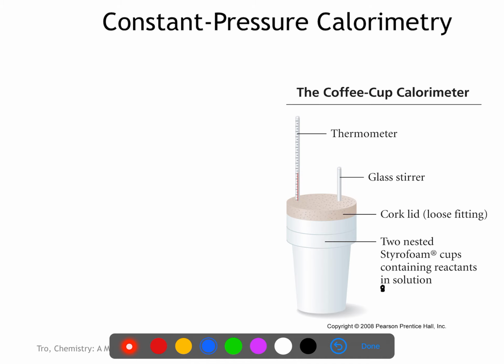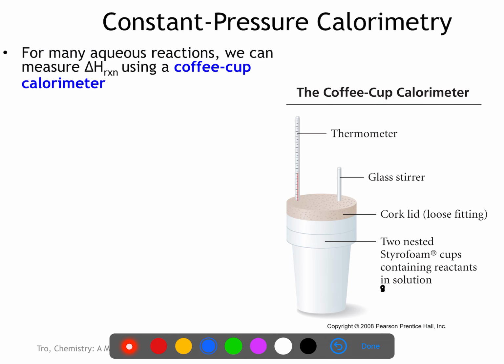So now talking about how to measure that. We know we can measure internal energy as a heat when putting a reaction under the conditions of constant volume. Now, a little bit more of an experiment you can do on your own is through something called coffee cup calorimetry. For many aqueous reactions, we can measure the heat of the reaction using a coffee cup calorimeter.